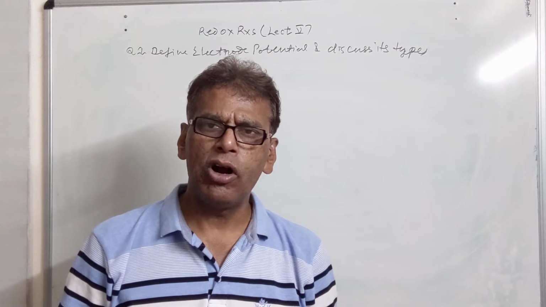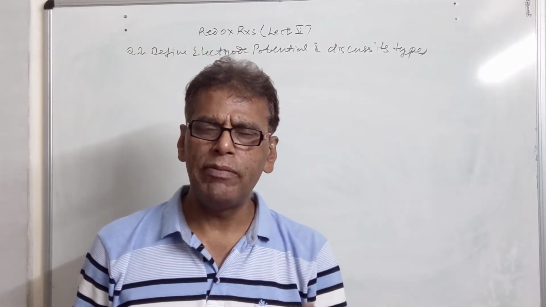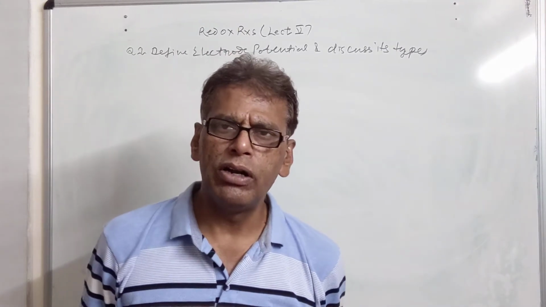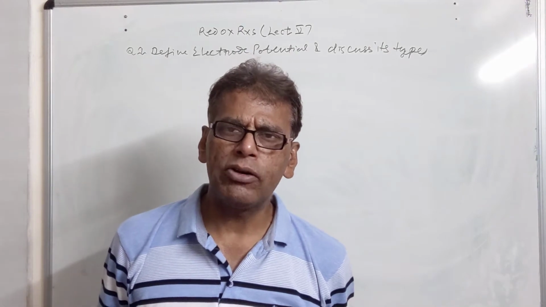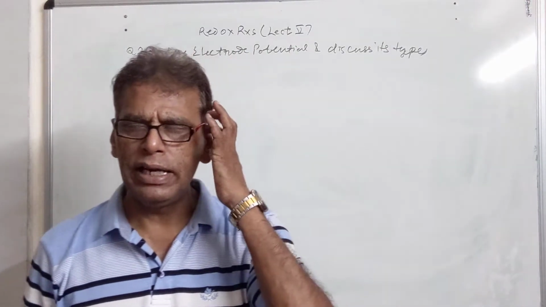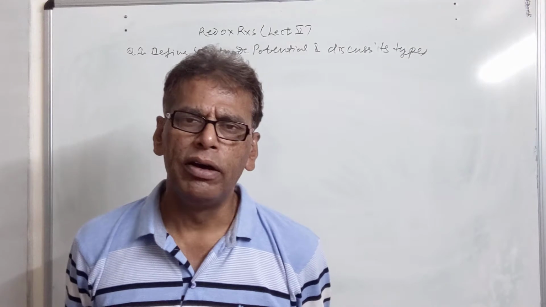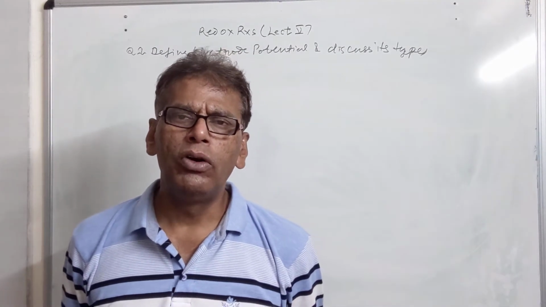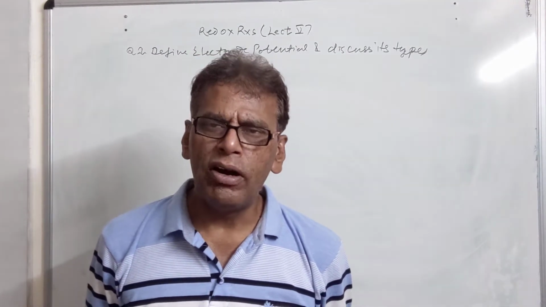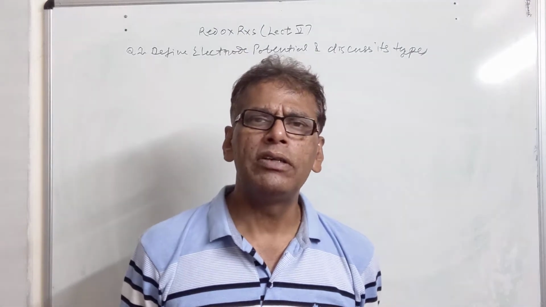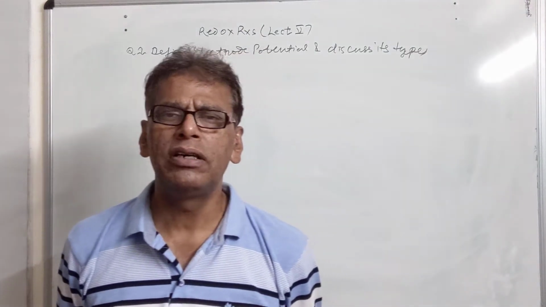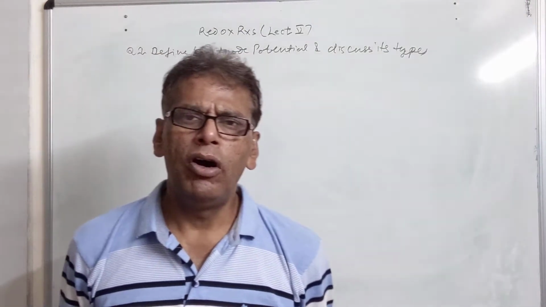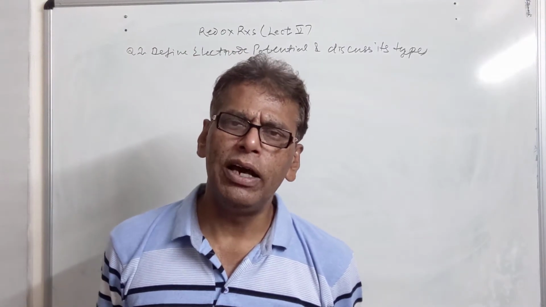Now what is an electrode? When a metal rod is dipped in its salt solution, that constitutes an electrode. For example, we are dipping a zinc rod in zinc sulfate solution. It will become an electrode now. A zinc rod alone is not an electrode. A copper rod alone is not an electrode. When it is immersed in its electrolyte solution, then it becomes the electrode.